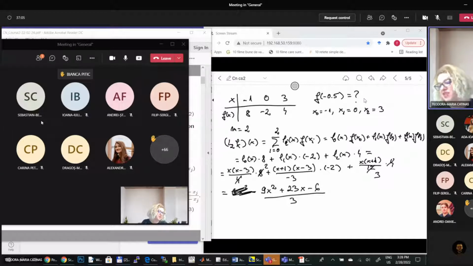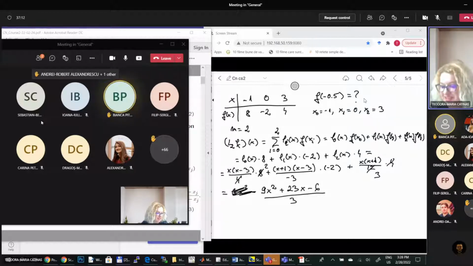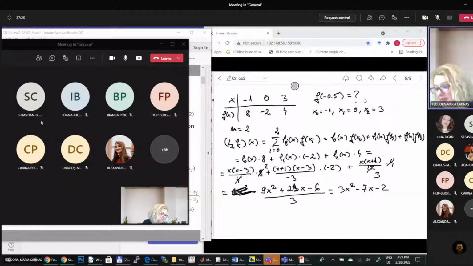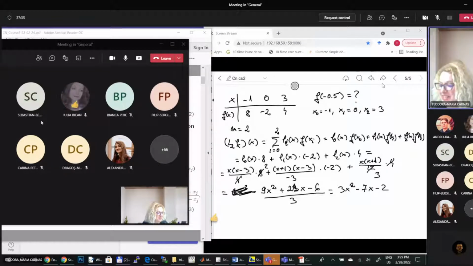I think it's not 23. It's 21, and then it's simplified. Yes, it's something that is simplified by 3. 21. And it will be 3x squared minus 7x minus 2. Yeah, I got that also. Do you agree? Yes? That's 3x squared minus x minus 6. 3x squared minus x minus 6? Yep.